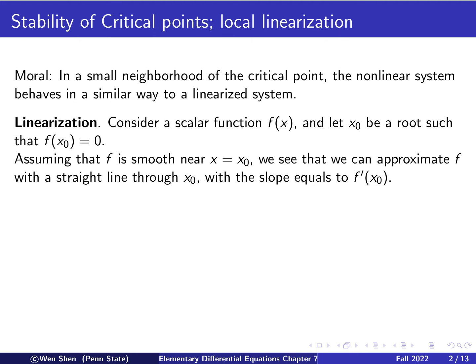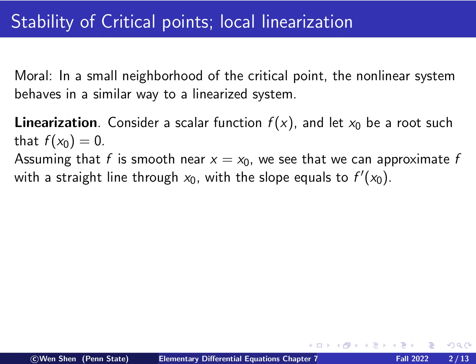Here are some assumptions on the function f near the point. We assume that f is smooth near x naught, that is, the derivative there is continuous. So in that case, we can approximate the solution nearby with a straight line through the point x naught with the slope equal to the derivative of f at x naught.